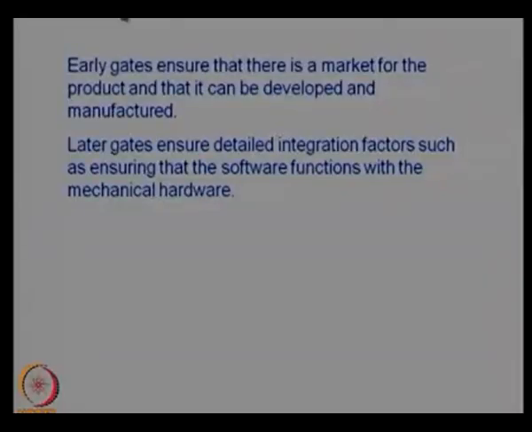So the early gates ensure that there is a market for the product and that it can be developed and manufactured. That is the function of the early gates, which actually ensure that there is a market for the product and the product can be developed and manufactured. But later gates ensure detailed integration factors, such as ensuring that the software functions and all other integration factors are taken into account, that is taken care of in the later gates.